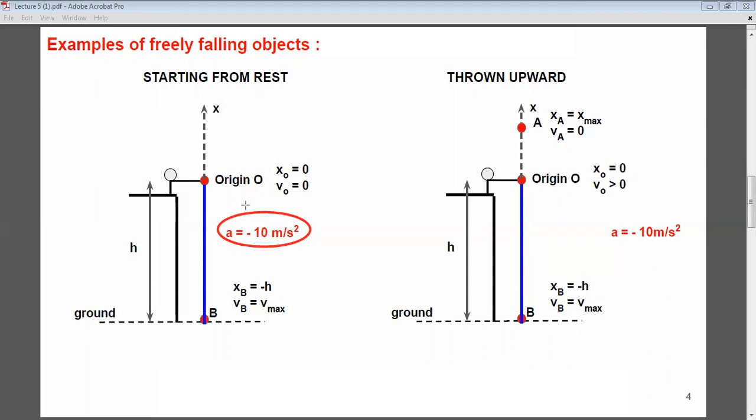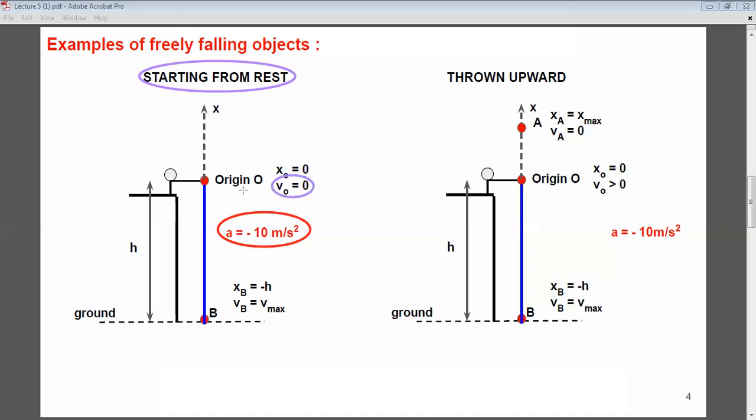Now I will define that the original position x is 0. So this is O, x is 0. This is the original position, and it's starting from rest. Starting from rest implies V initial is 0.